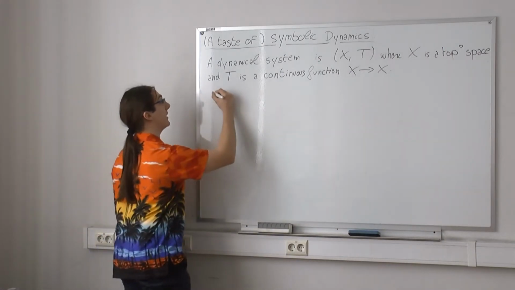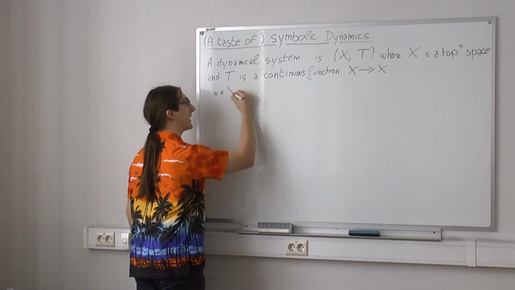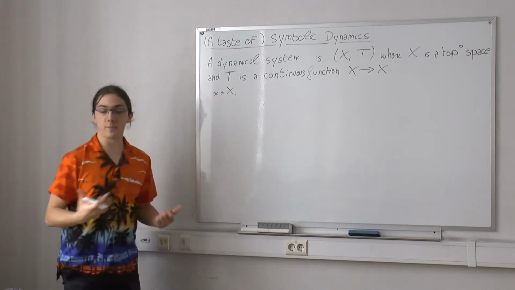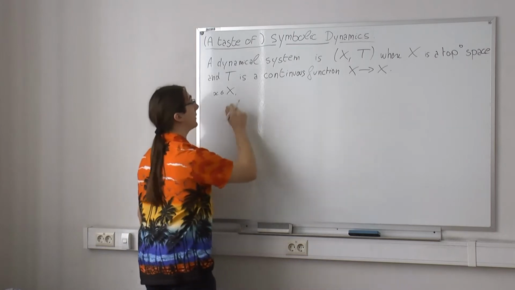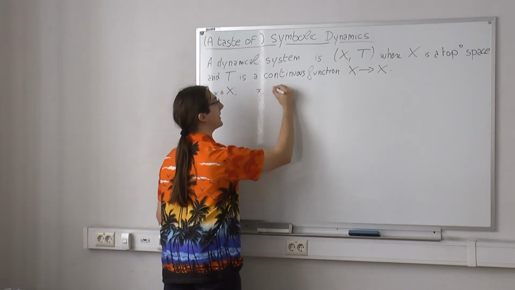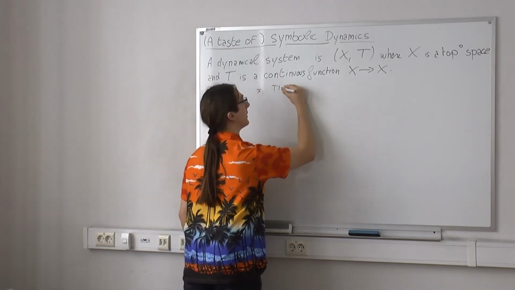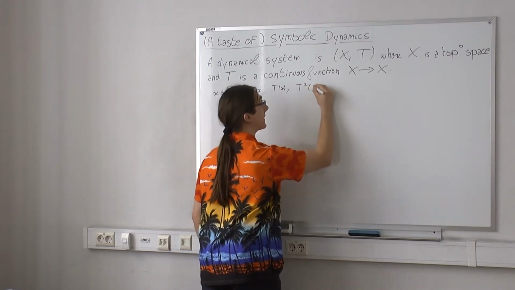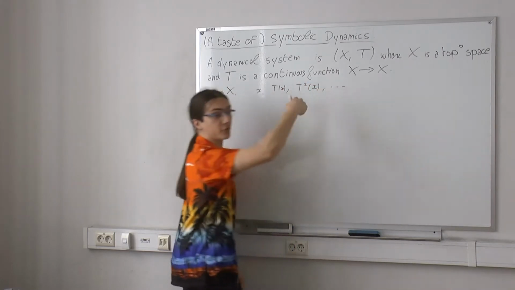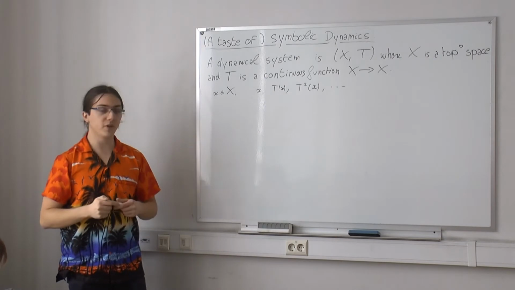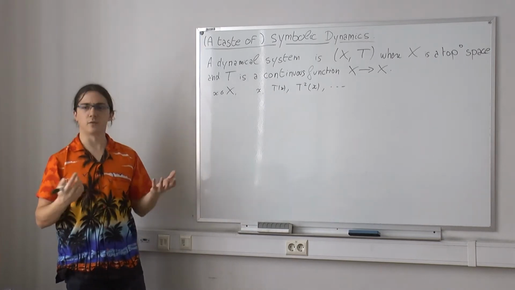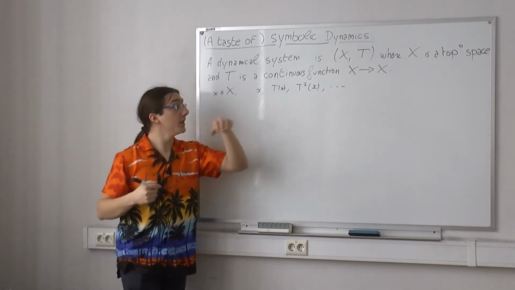I start from some initial state x, a small x in big X, and I'm interested in the iterates, the sequence given by x, T(x), T(T(x)), and so on and so forth up to infinity. This sequence.